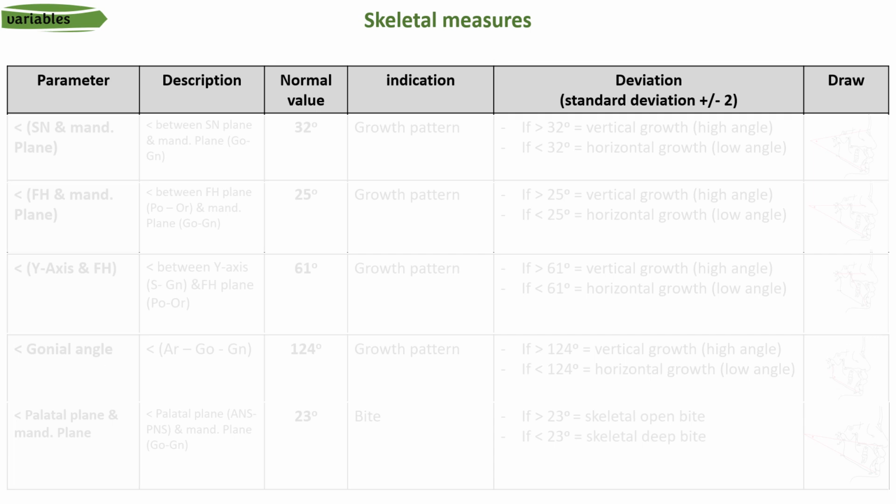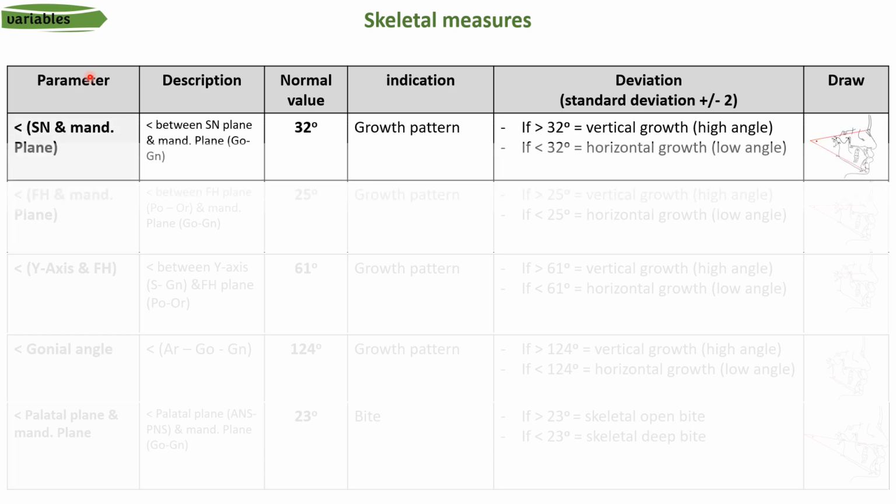Angle between the SN plane and the mandibular plane. And here we are using Steiner's mandibular plane that extends from the gonion to the gnathion. The mean value is 32. It indicates the growth pattern. If it increases, it indicates vertical growth. If it decreases, it indicates horizontal growth.